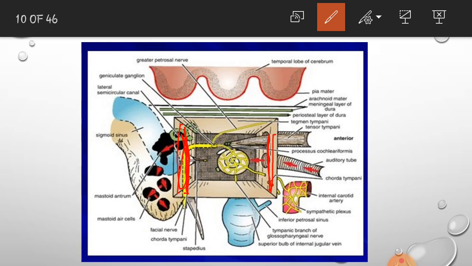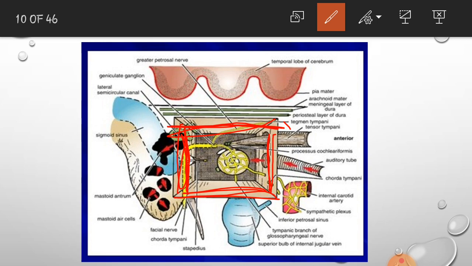Then we can see that the roof is made up by the tegmen tympani, so we call this wall the tegmental wall. The floor is formed by a layer of bone that separates the tympanic cavity from the superior bulb of the internal jugular vein, so we call this the jugular wall. The lateral wall is made up by the tympanic membrane, so we call the lateral wall the membranous wall.